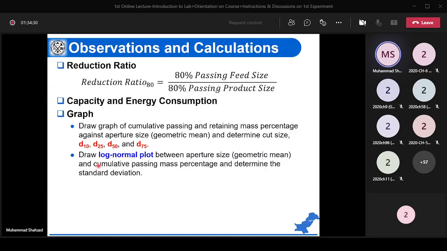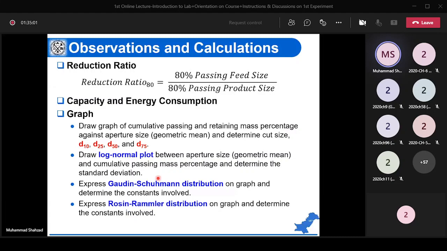Then there comes the second graph, which is called the log-normal plot, in which the sieve size is logged. Log means you will take the log of the sieve size and plot it along the x-axis, and on the y-axis the cumulative mass percentage will be normal. Then there comes the Gates-Gaudin-Schuhmann distribution, where both axes are logged. You will take the log of both the x-axis and y-axis and plot it on the graph.